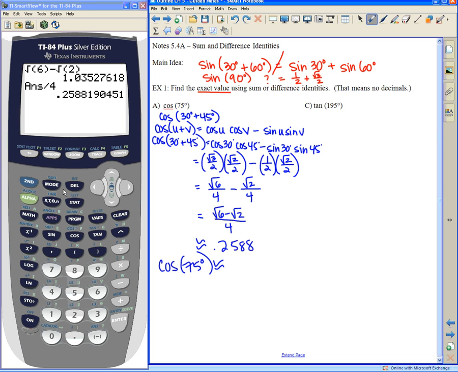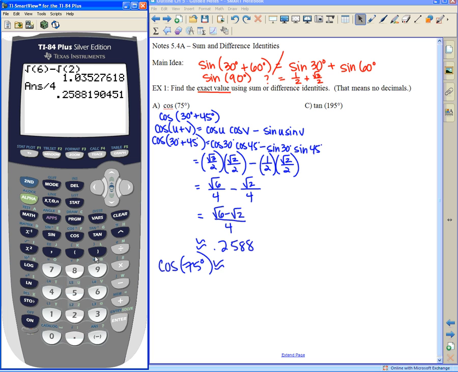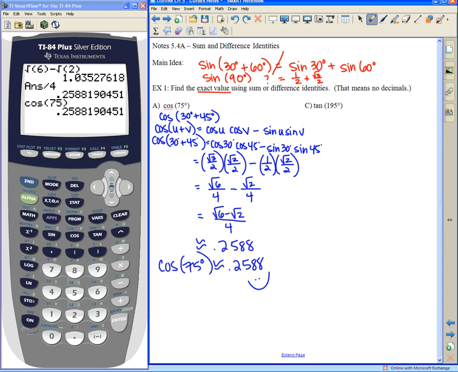I bet you need to check your mode. We've been in radians for a while. So type in cosine of 75 degrees. Hit enter. You have done the problem correctly. Good for you. Happiness. Let's move on.